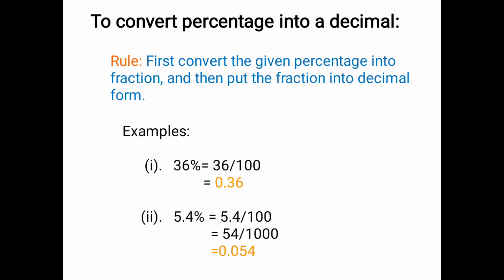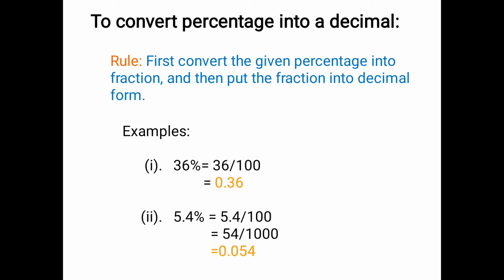Coming to the second one, 5.4 percentage. We have to first convert into a fraction, that is 5.4 by 100. In that, the numerator should be a normal number, not a decimal number. So how can we cancel the decimal? After the dot how many digits are there? Only one digit. So we add one more zero to the denominator. If we add one more zero to 100, that is 1000. Now the decimal dot is cancelled, that is 54 by 1000.